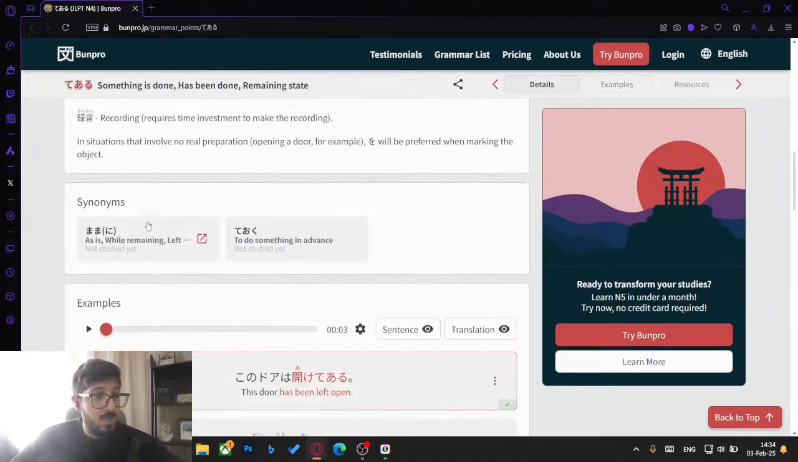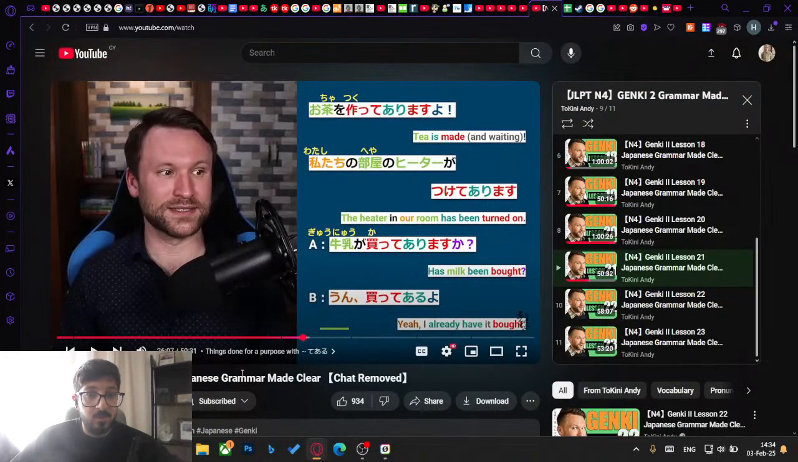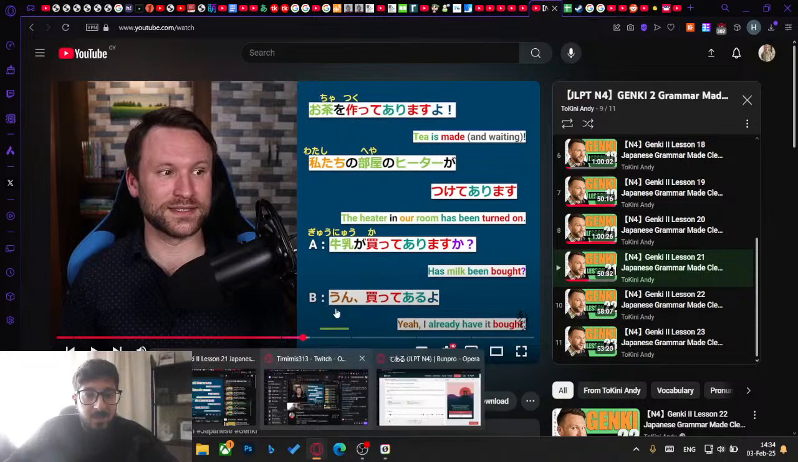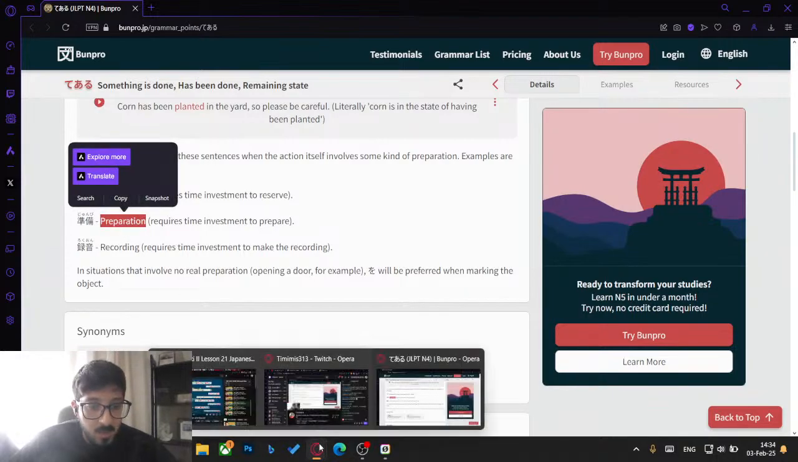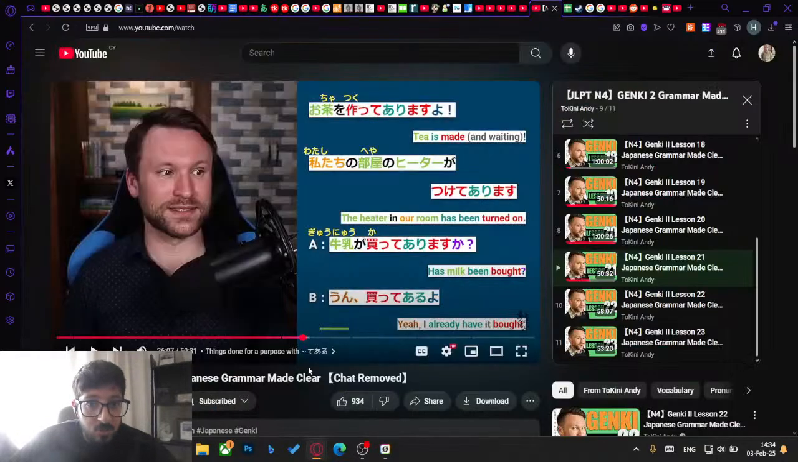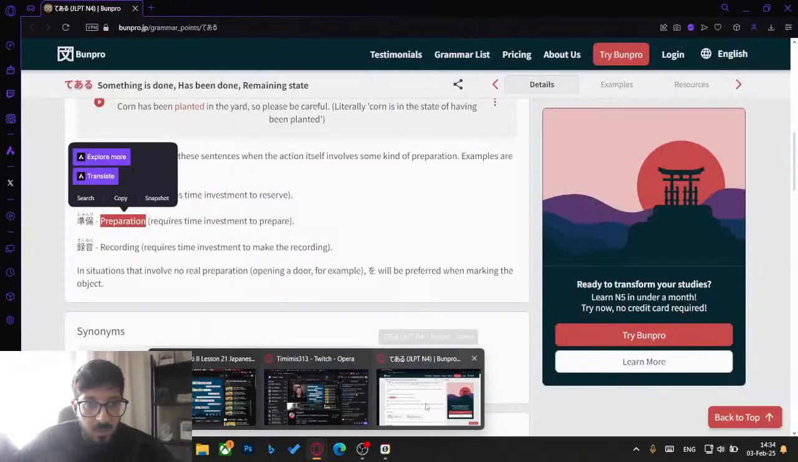If you want to say ocha ga tsukutte arimasu yo, it means that the tea is prepared, but you have to use this verb, which is junbi. Ocha ga junbitte arimasu yo.